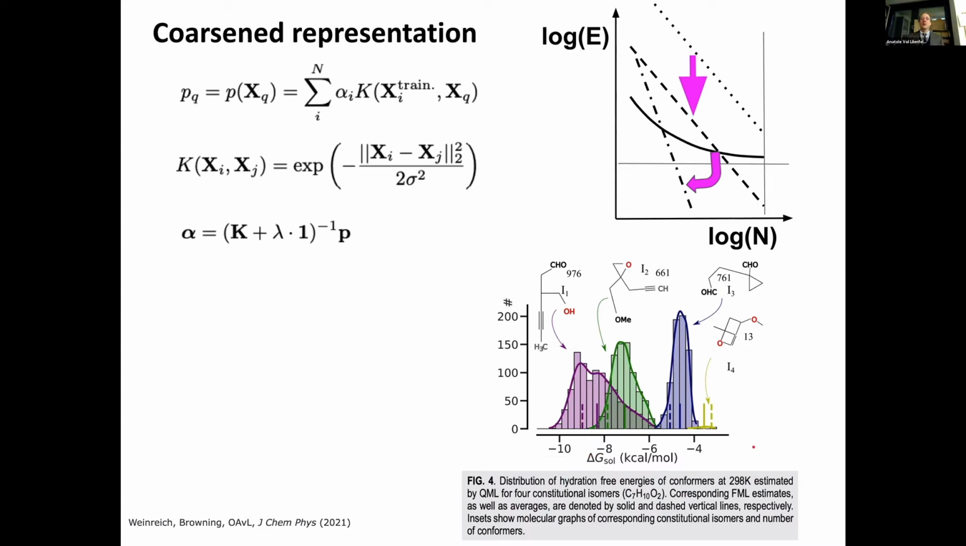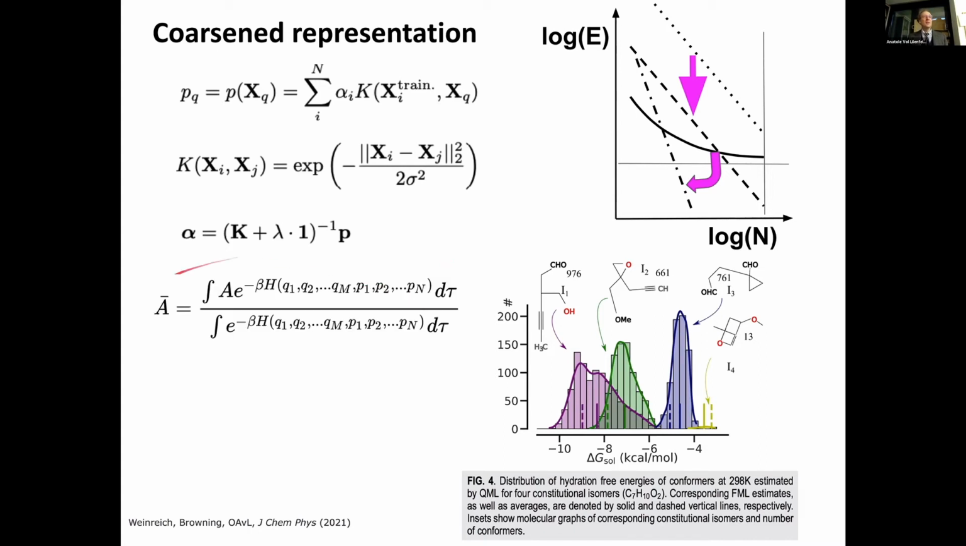You can go from -10 to -6, and your free energy of solvation depends on the conformer. So the proposition is: okay, we should include this conformational information as well. It's not good enough to just have a single point calculation. This is of course obvious from a statistical mechanics point of view, but in terms of machine learning, it's not clear how to build such a model, right?